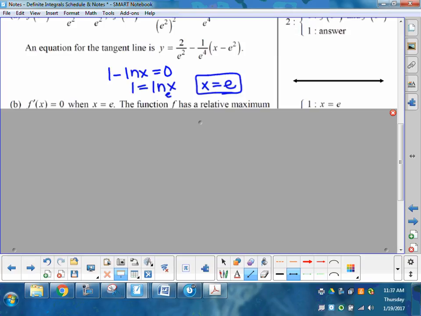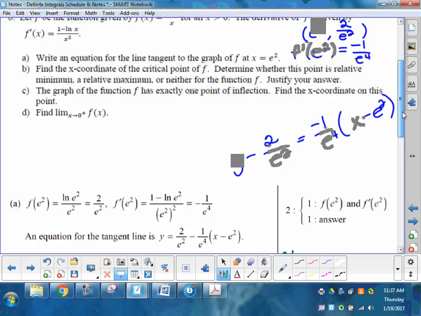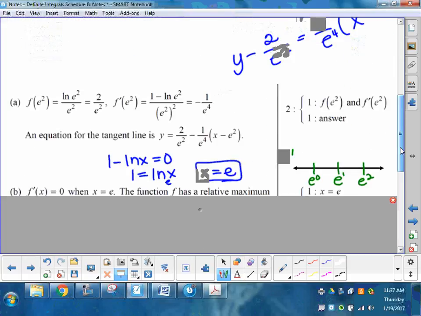To evaluate what's happening, this would be e, this would be e to the 0, and then this would be e squared. Are we all in agreement that that's what they could look like on a number line? Obviously not equally spaced. We're going to plug those into the derivative. When I plug e to the 0 into my derivative, where's my derivative equation? 1 minus natural log of x over x squared.